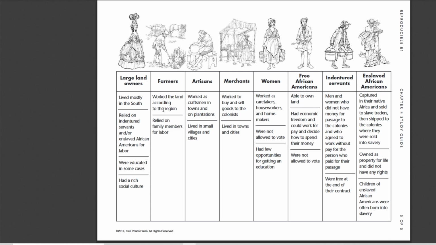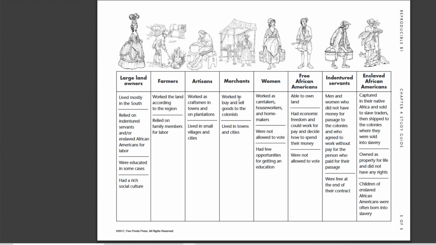And farmers worked the land according to the region. So if you're in the north, you probably grew food, and if you're in the south, you probably grew cash crops. They relied on family members for labor. That meant the women and the children all helped out on the farm. And then we come to artisans. These are craftsmen that use tools to create something. They worked in towns and on plantations and cities, lived in small villages and cities.